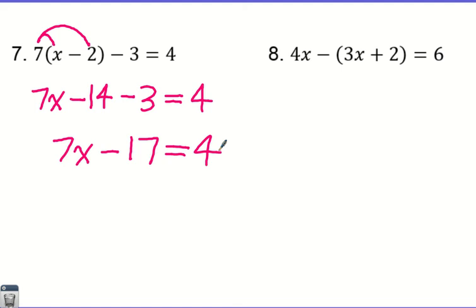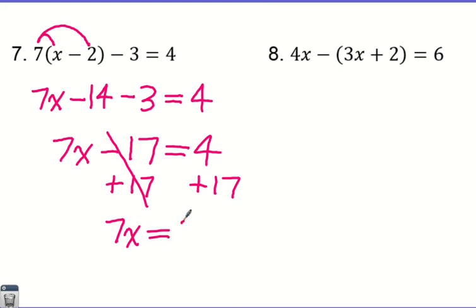And now I can just work on getting x all by itself on that left side. So this minus 17 has got to go. So I'm going to add 17 to both sides. 4 plus 17 is 21. And now I would divide by 7 to get that out of there. And so x equals 3. Very good. Number 8, the last example.